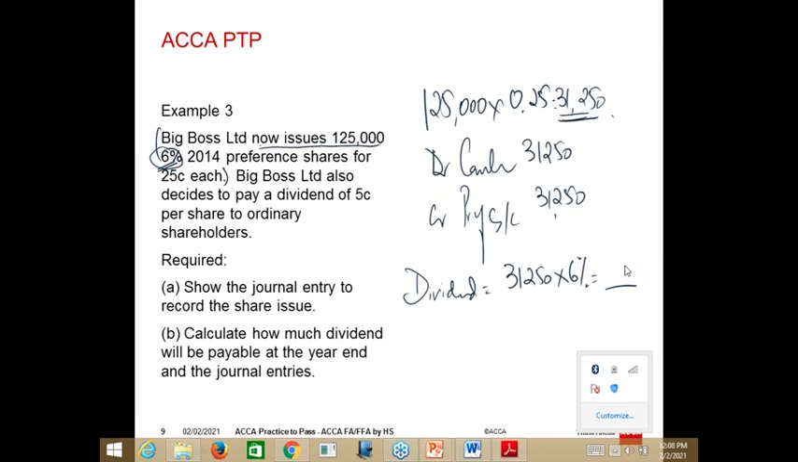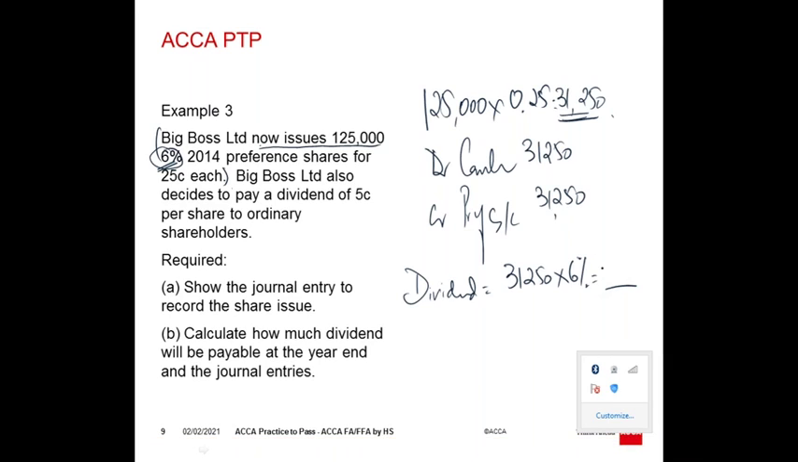So what will be the amount of the dividend? 31,250 into 6%. It's 1,875. Very good. So 1,875 is the amount of the dividend. So what is the concept of dividend? What is dividend actually?